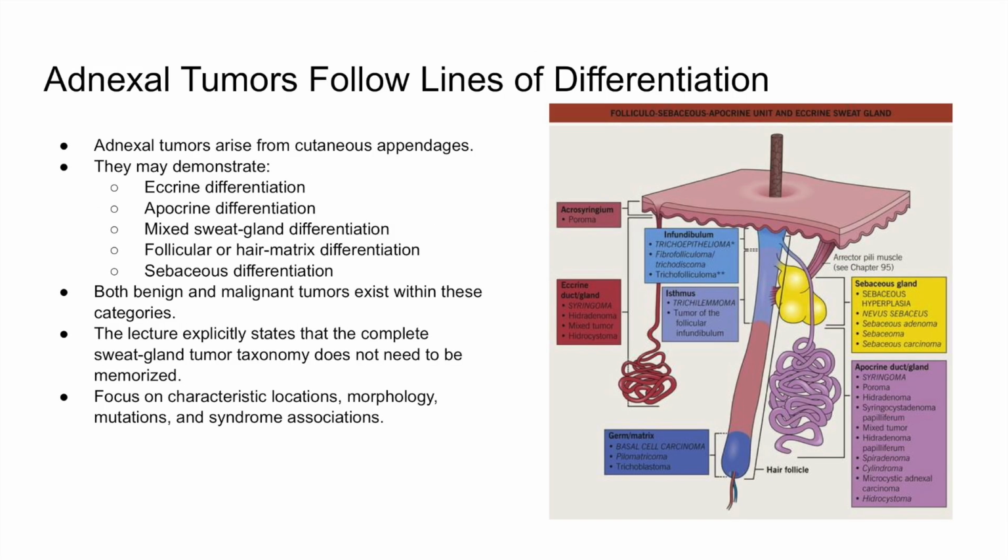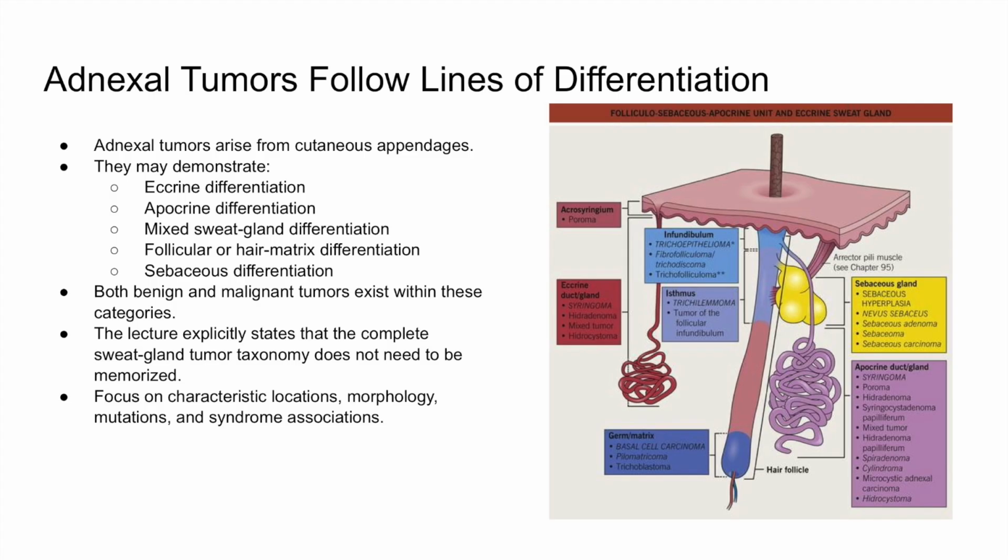All right, so adnexal tumors arise from the skin's appendages and are classified according to the type of structure they resemble. So this includes eccrine or apocrine sweat gland differentiation, hair follicle or hair matrix differentiation, and sebaceous differentiation. Both benign and malignant tumors occur within these categories, but the complete classification system is not worth memorizing at this stage. Instead, focus on the recurring exam clues here.